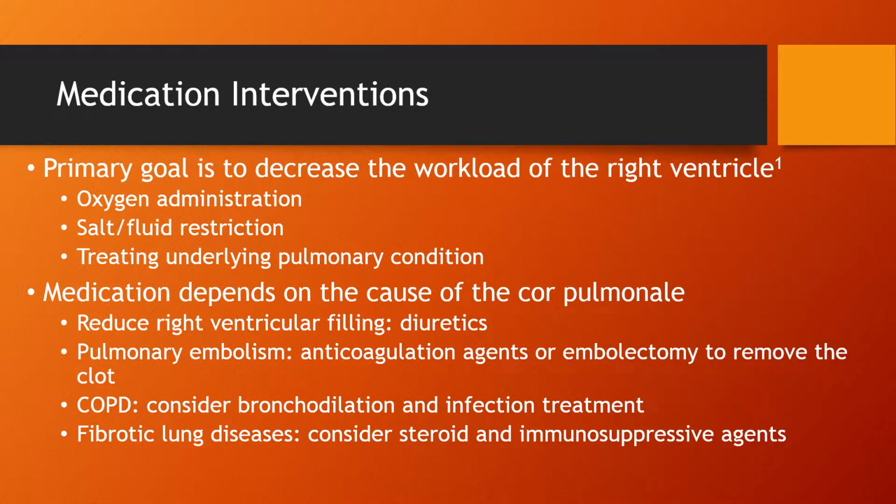Now, when talking about interventions, the primary goal is to decrease the workload of the right ventricle. That might be through oxygen administration, limiting salt and fluid retention, or treating underlying pulmonary conditions. Medication also depends on the cause of the cor pulmonale. So here you can see how you would treat the different conditions primary to this condition. Also, prescription medications can decrease the blood pressure and help encourage oxygen flow back into the lungs. Diuretics are usually used to reduce fluid retention and to keep the patient's blood sodium levels down. Severe or advanced cases of cor pulmonale require more aggressive treatment, such as heart or lung transplant.